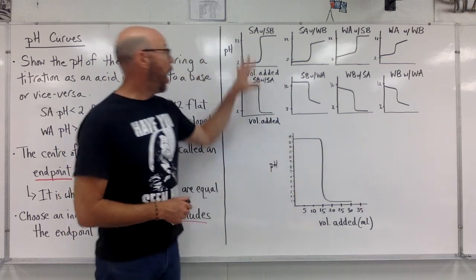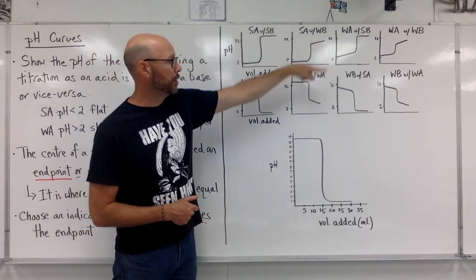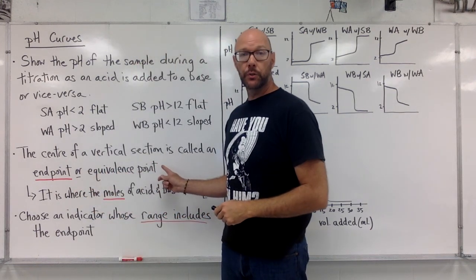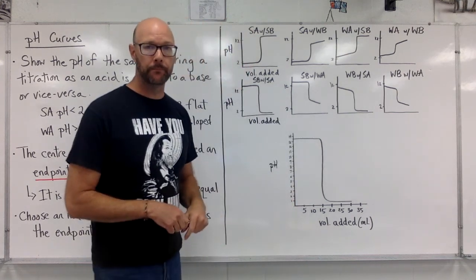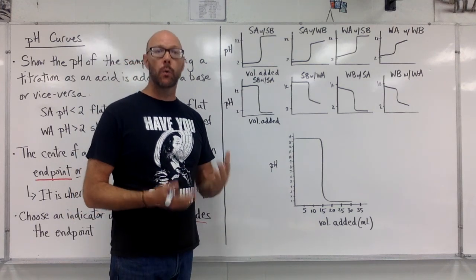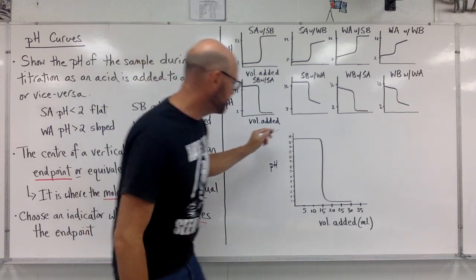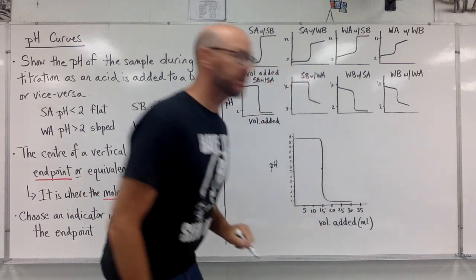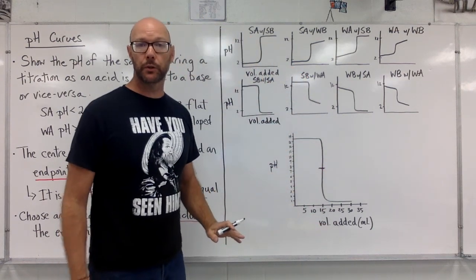Here all of the graphs have a vertical section. They all have a vertical section, including this one. And it's the center of the vertical section that corresponds to what we call the end point, the equivalence point. Now, we might have to do our best to judge where the center actually is, where I might call the center is different from you, but we'll be close. So I'm looking for the center here. It's about there. That's the center of the vertical section.